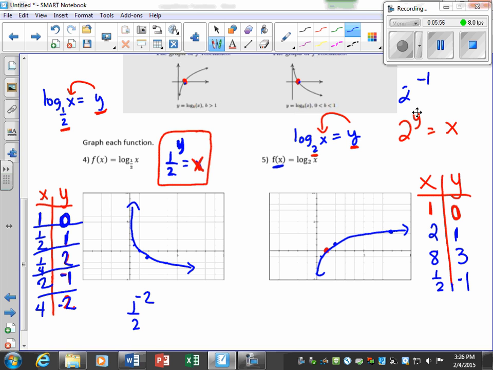And that was the shape we were kind of expecting. Okay, because this was our parent graph when b is greater. So we see 2 different examples. We see how we can change it from logarithmic to exponential, and then use our xy table to get some specific points.